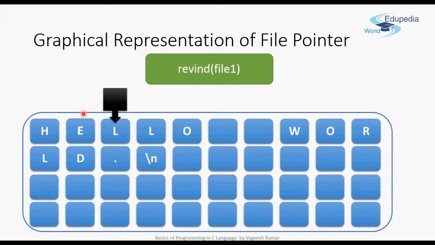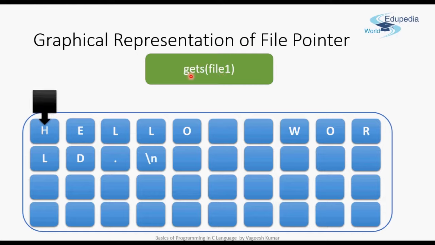Apart from this, when you call rewind, it will take your pointer to the first location of the file. In all these function calls, we are passing the pointer to the same file that we have declared earlier. Now let's see some other example.